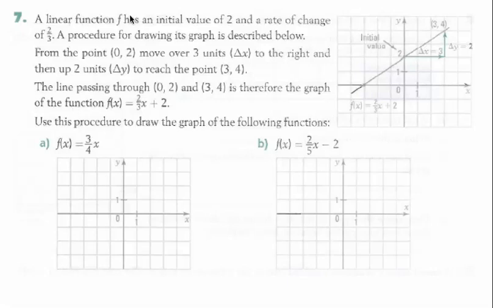Question 7. A linear function f has an initial value of 2 and a rate of change of 2/3. A procedure for drawing its graph is described below. Okay, so here's the function f of x equals 2/3 x plus 2.